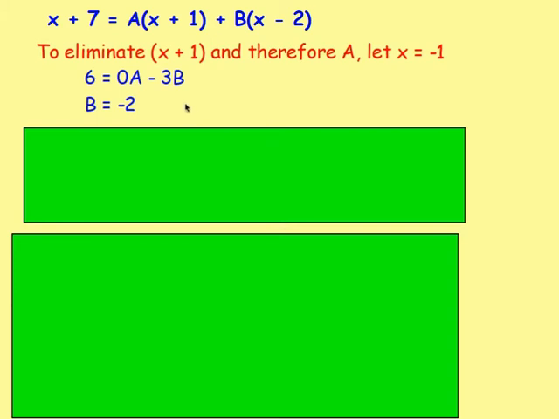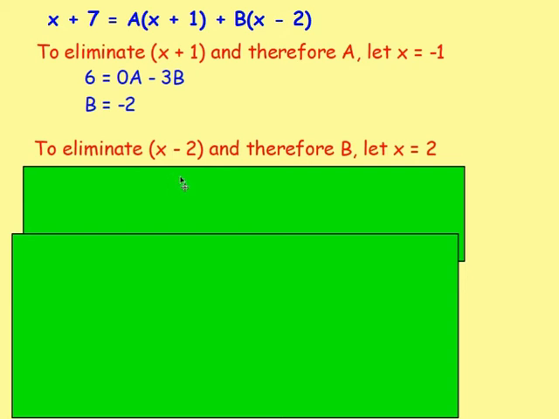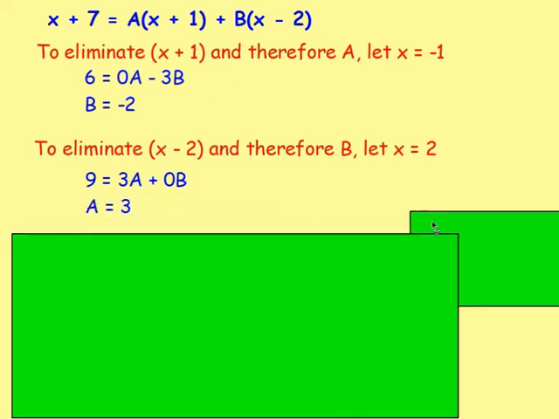How can we then work out the value of A? Well, we can sub in any value of x. The only thing missing then will be A, but it's sometimes easier to eliminate B. To do that, you want to make 0B, so you're going to have B times 0. In other words, x take away 2 must equal 0, so x would equal 2. So to eliminate x take away 2, and therefore B, let x equal 2. If x was equal to 2, we'd have 2 add 7, which gives us 9. 2 plus 1, which is 3, so that's 3A. 2 take away 2 is 0, so that'd be 0B. From there, we know 3A equals 9. So in other words, A equals 3.